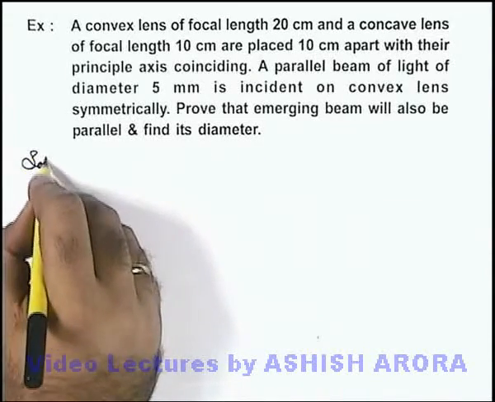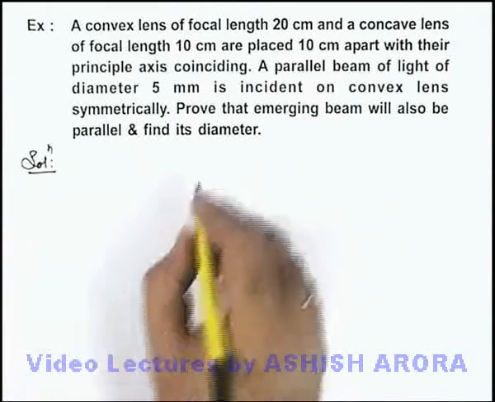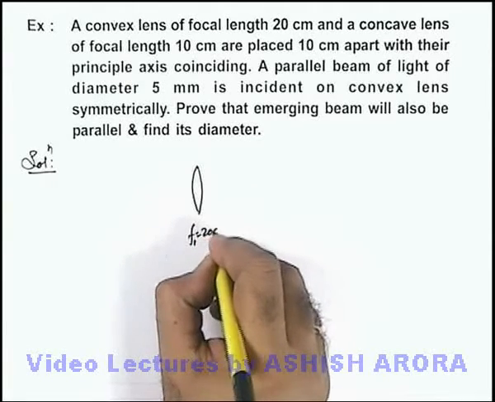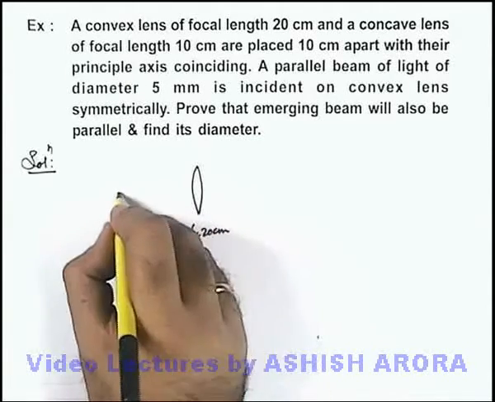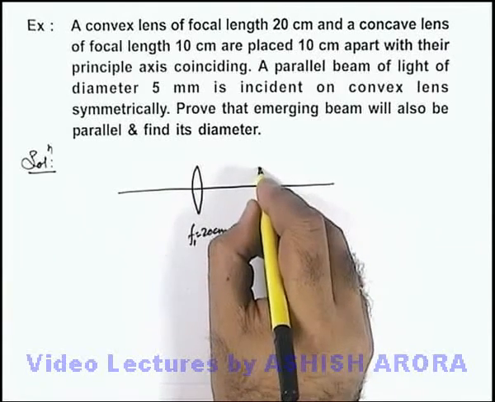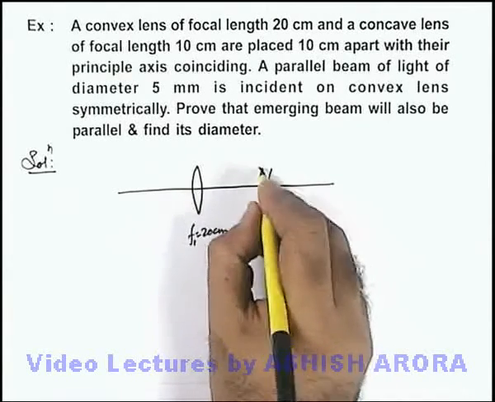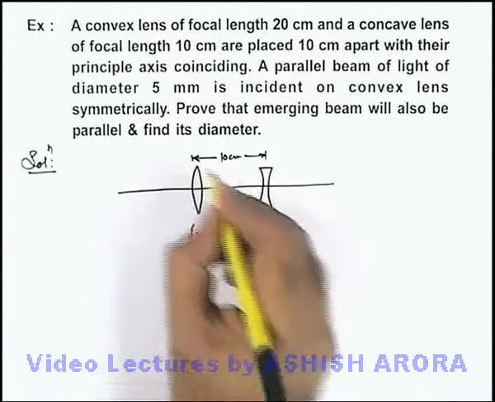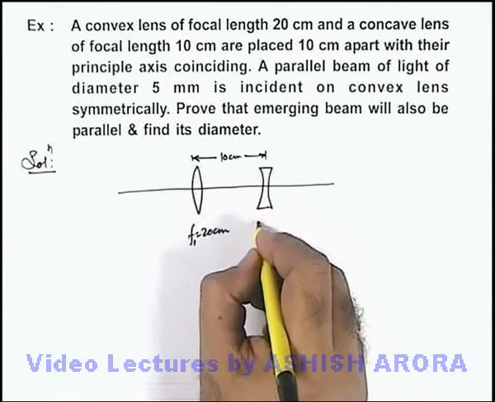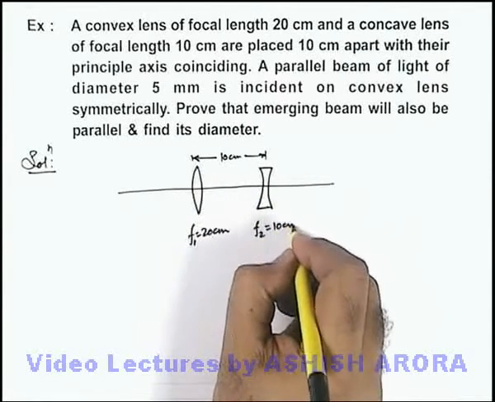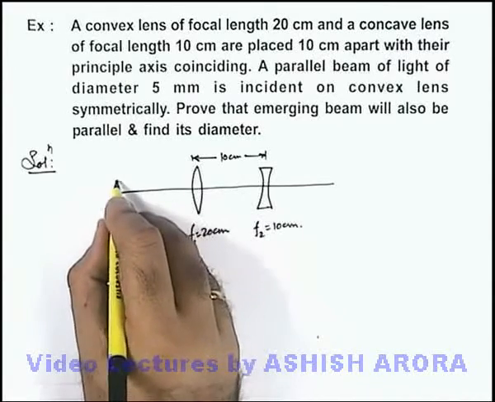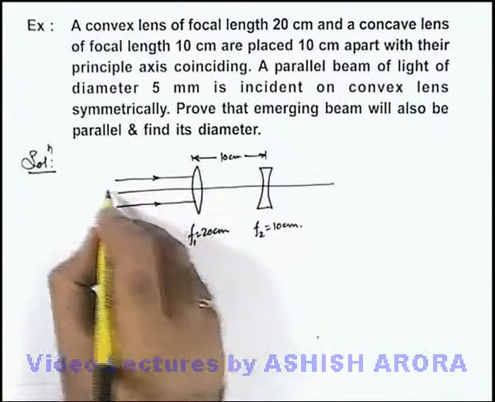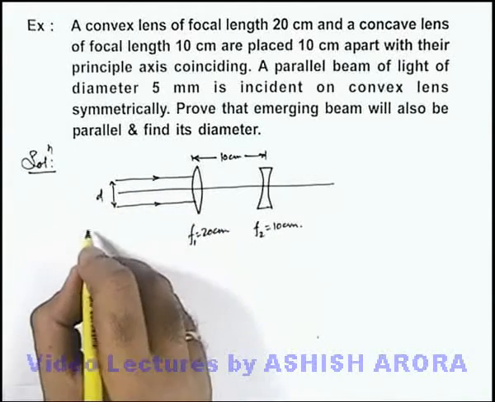diameter. If we draw the situation in this example, we are given that there is a convex lens having focal length, say it is f1, which is 20 cm, and at some distance from here we are having a concave lens. The distance between the two is also given to us as 10 cm. And this second lens, concave lens, which is a diverging lens, is having focal length also 10 cm. Now a parallel beam of light is allowed to be incident on the convex lens symmetrically. It is given that its diameter is d, and here d is 5 mm.